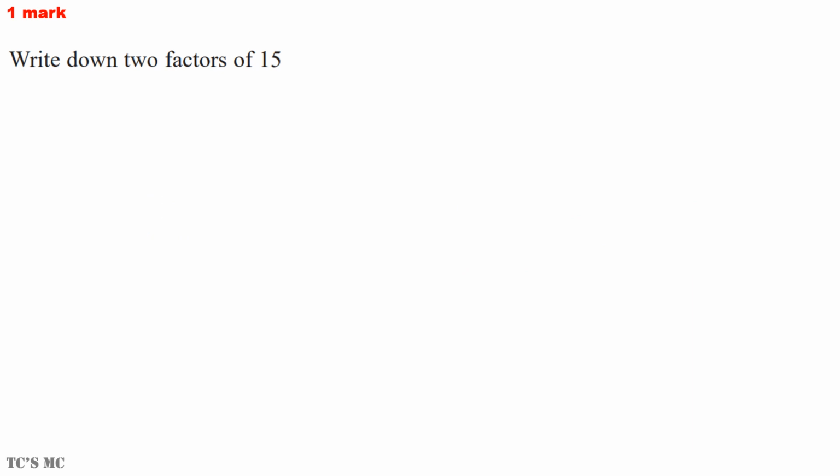Write down 2 factors of 15. So you can do them in pairs, 1 and 15, or 3 and 5. You don't have to do them in pairs, so you could say 1 and 3, you could say 3 and 15. Any combination that has 2 of them will give you the 1 mark.